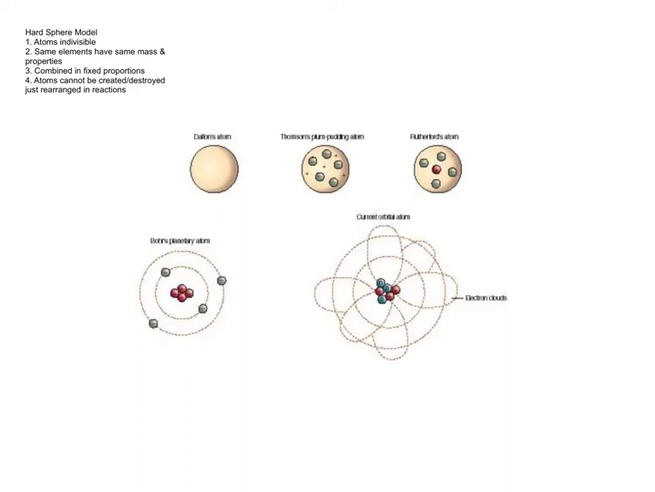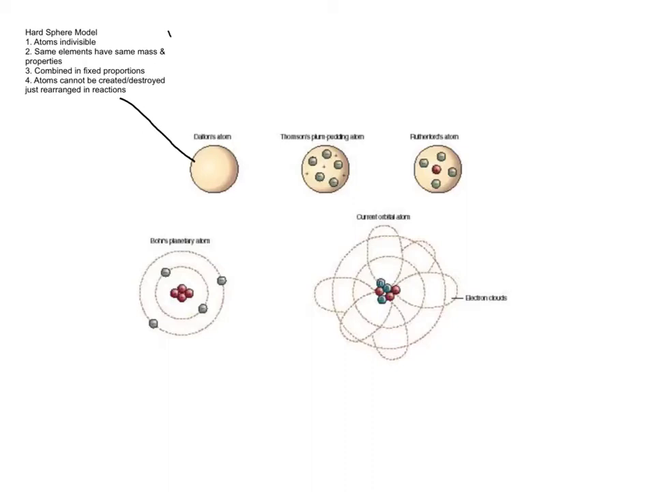So we begin with Dalton's atomic model. He's the first scientifically relevant atomic model. And his atomic model is called the hard sphere model. So the hard sphere model expands on the idea that all matter is made up of atoms. And Dalton goes on to conclude that all atoms are indivisible. They are hard billiard ball-like structures.